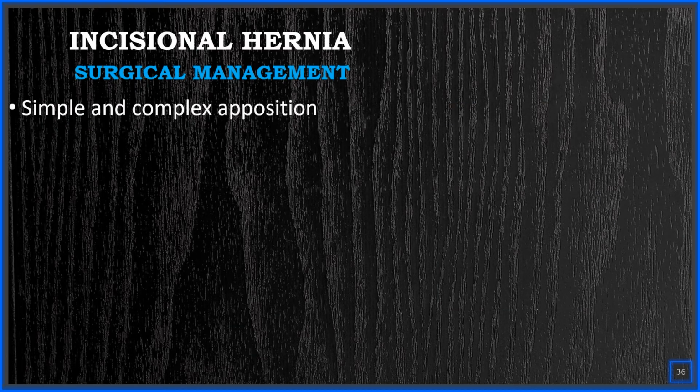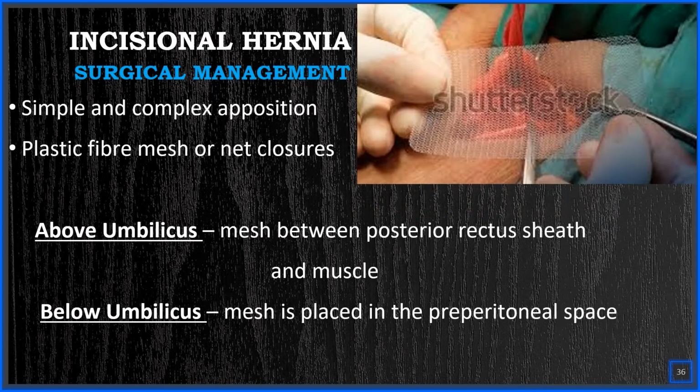Now, what are the surgical management for incisional hernia? Based on the severity, you may have to manage it surgically. You may have to do simple apposition, or you may have to do complex apposition. You may have to use a mesh, plastic fiber mesh, or net closures may have to be used. So this is a mesh that is placed. This is how a mesh looks.